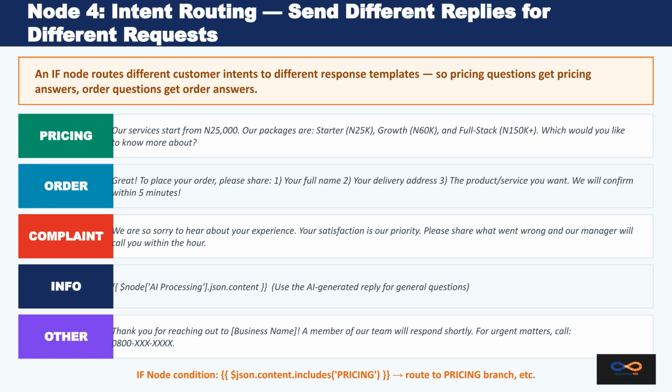Read the 5 intent categories. Which two are most common in your business WhatsApp today? Routing is set up. Now, Node 5 actually sends the WhatsApp reply back to the customer.